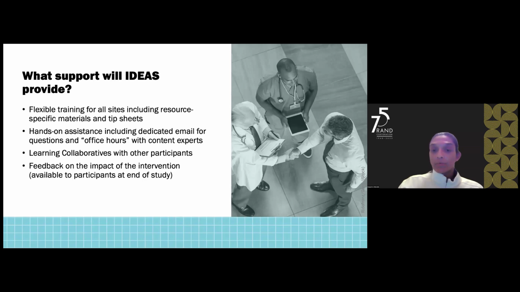Of course, the learning collaboratives with other participants who are also using CalibrateDx. And we will provide aggregated feedback on the impact of the intervention to participants at the end of the study. So you'll have a good sense of how and in what ways the use of this tool has changed diagnostic performance at your site.